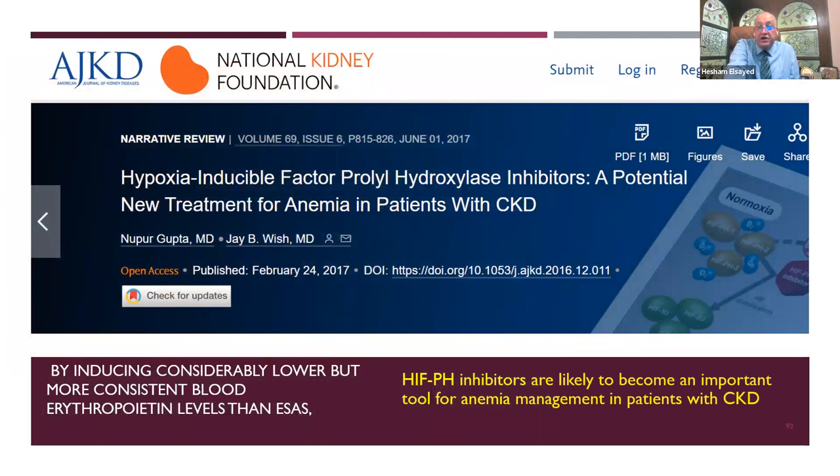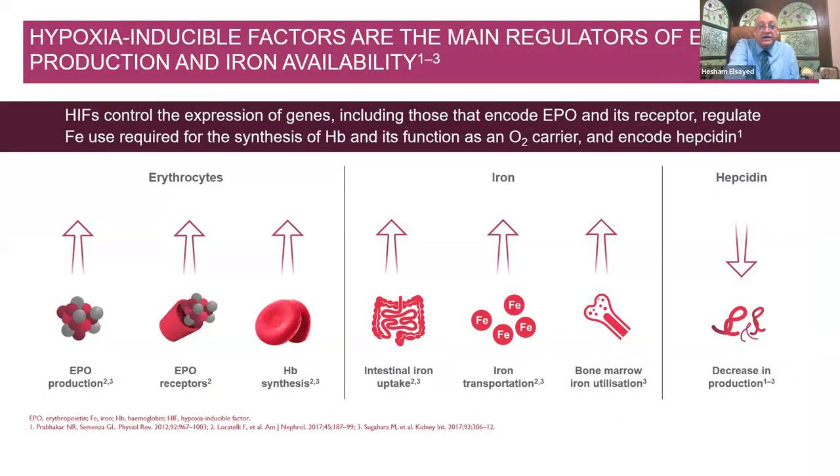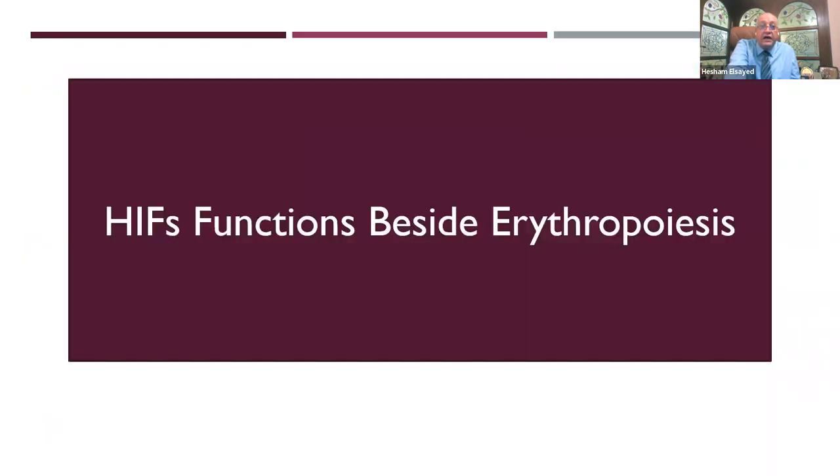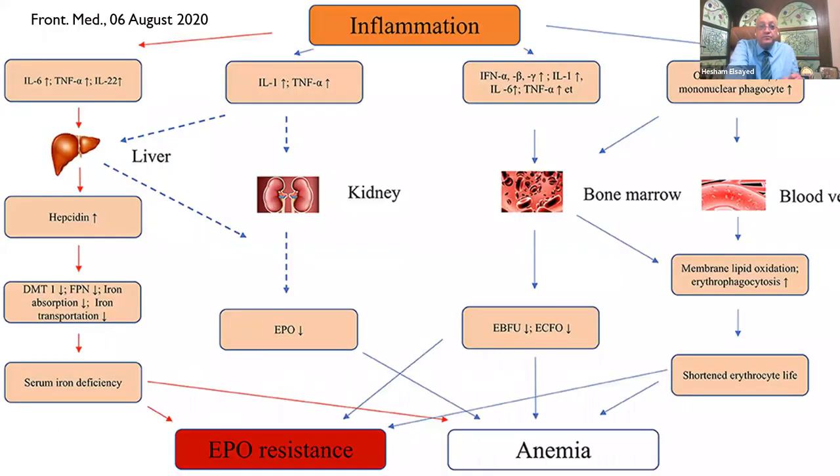So PH inhibitors are likely to become an important tool for anemia management in patients with CKD, improving erythropoiesis, increasing iron absorption and transport, and decreasing hepcidin level. It is well documented in most of the studies that HIF decreases hepcidin, which is related to anemia hyporesponsiveness to ESA. Among other functions besides erythropoiesis, it controls inflammation and inflammatory markers, improving the EPO response, as well as improving bone marrow suppression by inflammation.